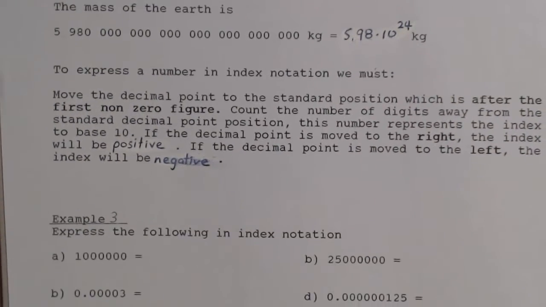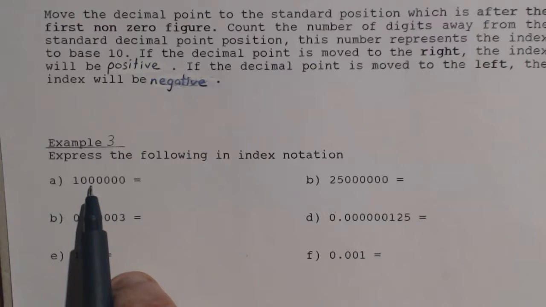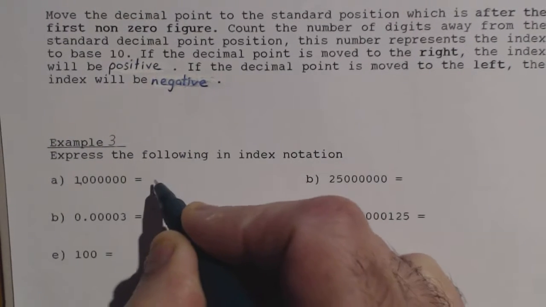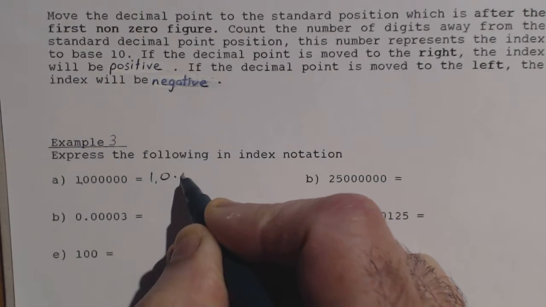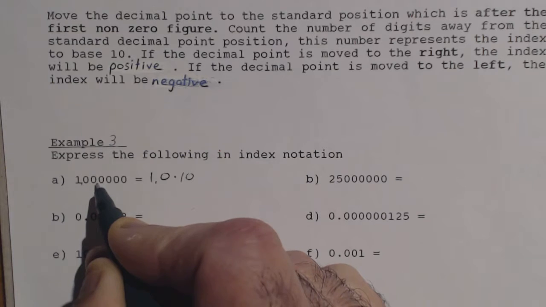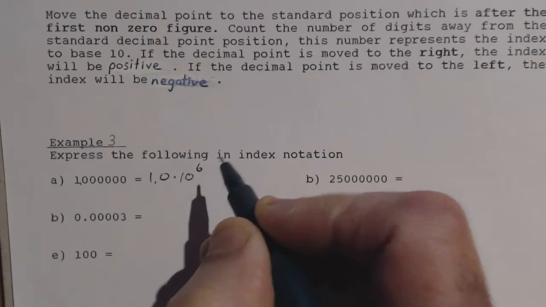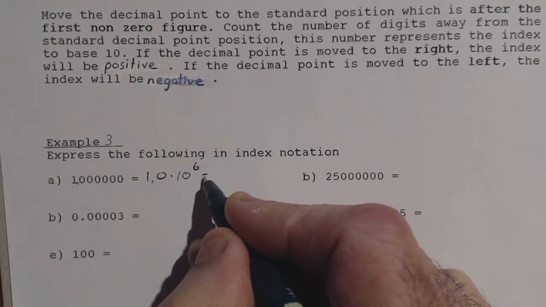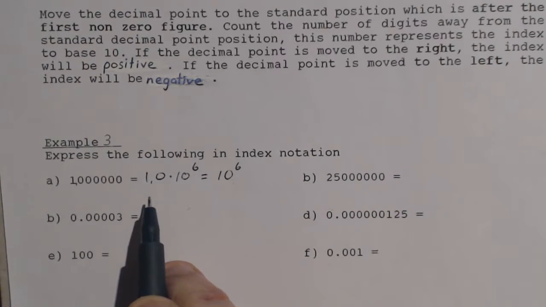Okay, let's do this example. Express the following in index notation. Here we have 1 million. So there is the standard position of the decimal point after the first non-zero figure. So we write 1.0 times 10, and now we count 1, 2, 3, 4, 5, 6. So times 10 to the 6. In this particular case, because we have 1.0 here, we can just simply write that as 10 to the 6. It's just easiest.